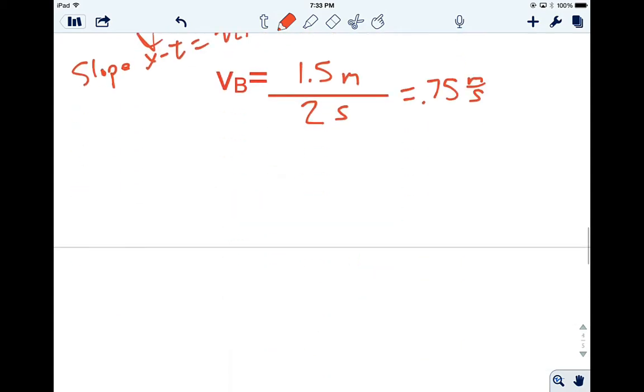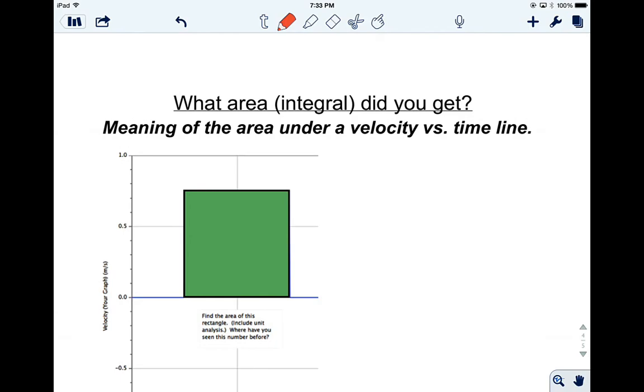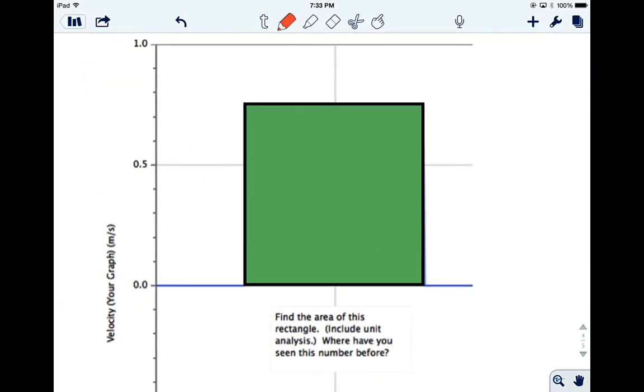So 0.75 meters per second. When you look at your area graph, and this is zoomed in a little bit, this is what your graph should actually look like. You had your phase B at a level of 0.75 meters per second for your velocity.